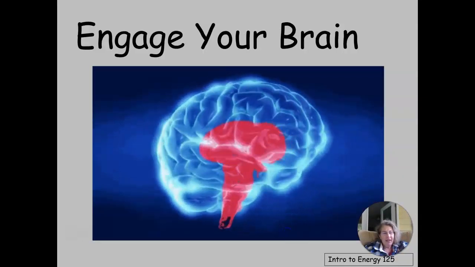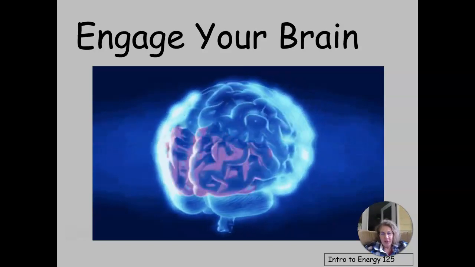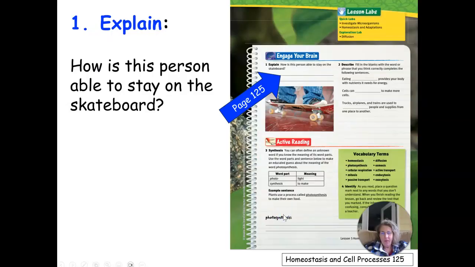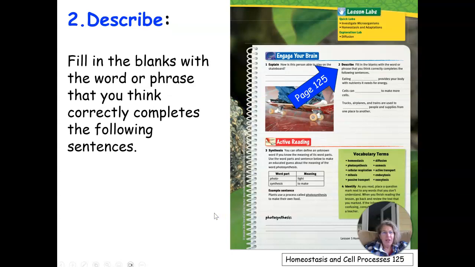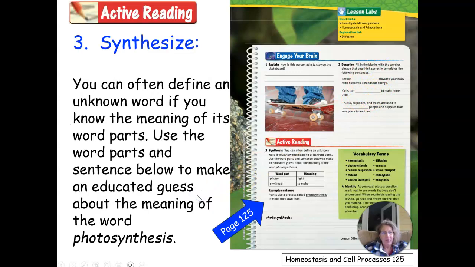And like every lesson, you're going to start off with an engage your brain section. So on page 175, you have a few questions. The first question asks you, how is this person able to stay on the skateboard? How do they not fall off? Second question asks you to fill in the blanks with a word or phrase that you think correctly completes the following sentences. So you have 3 sentences there. And then number 3 is one of those learn the word active readings.